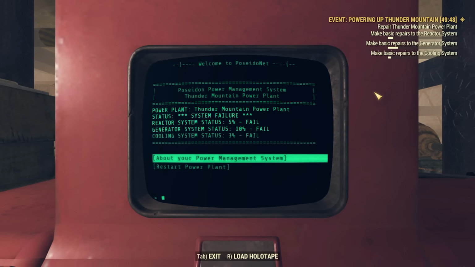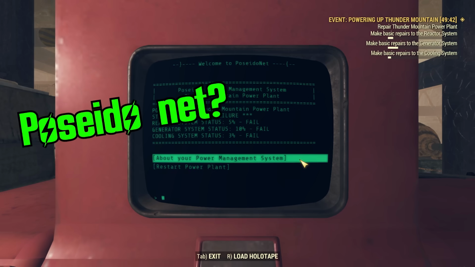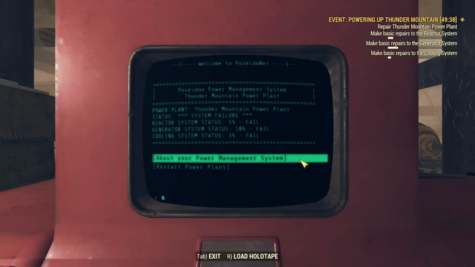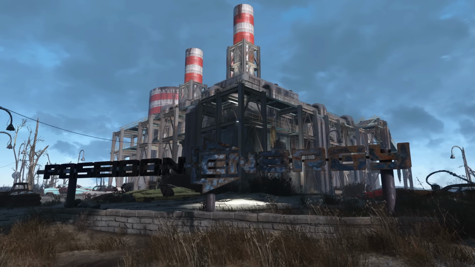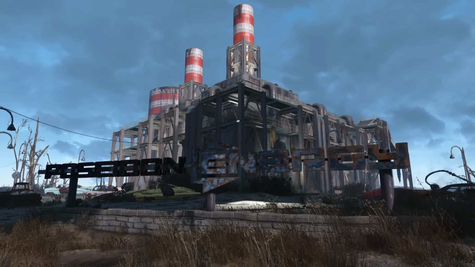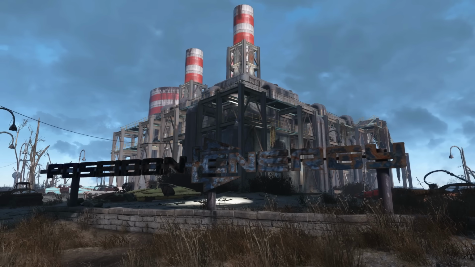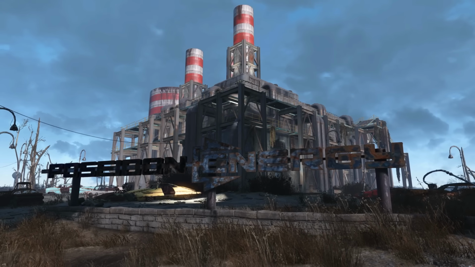What is the best of all examples, however, is the one and only Poseidonet, which is a very large network that was first shown in Fallout 2. Poseidon Energy was the largest energy producer in the United States prior to the Great War and was in bed with the US military to an astonishing degree.